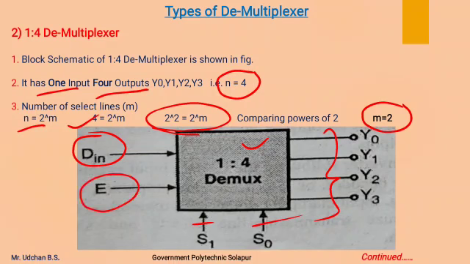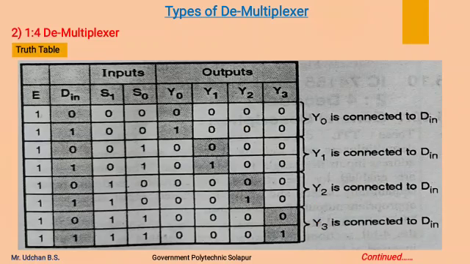So the select lines are S1 and S0. The enable input line is available to enable or disable the given demultiplexer. This is the truth table, which contains enable input line, data input line, 2 select lines. Depending on the status of select lines, any one of the 4 output lines get selected and the available data input will appear on the output line.